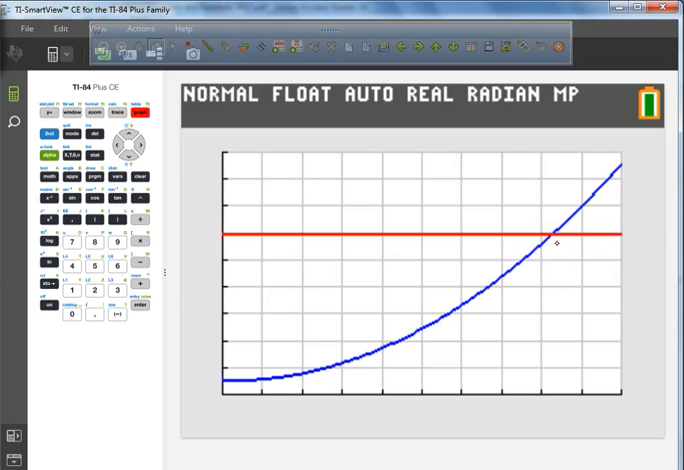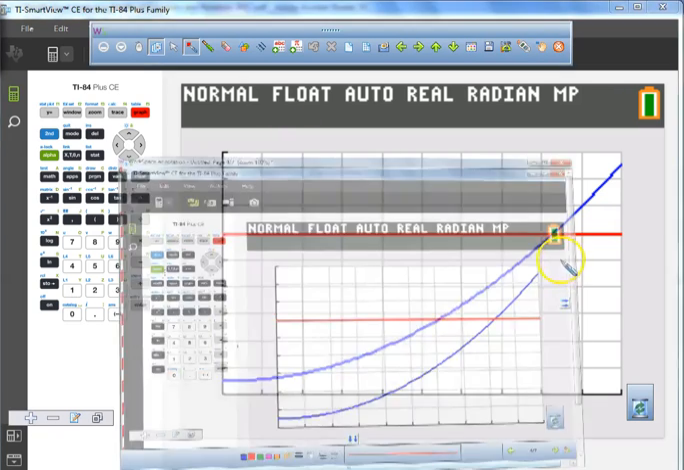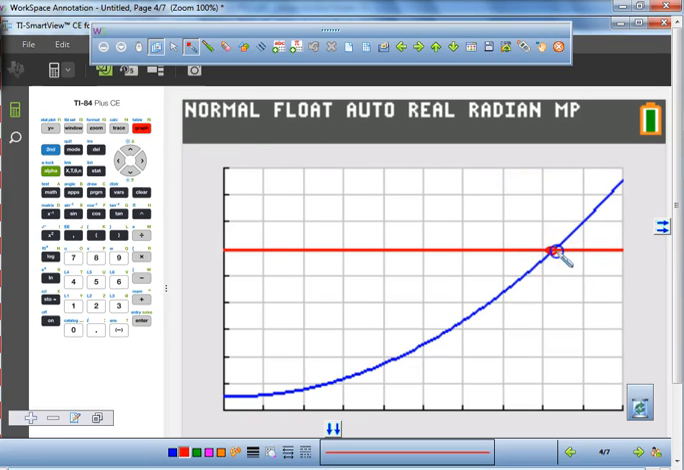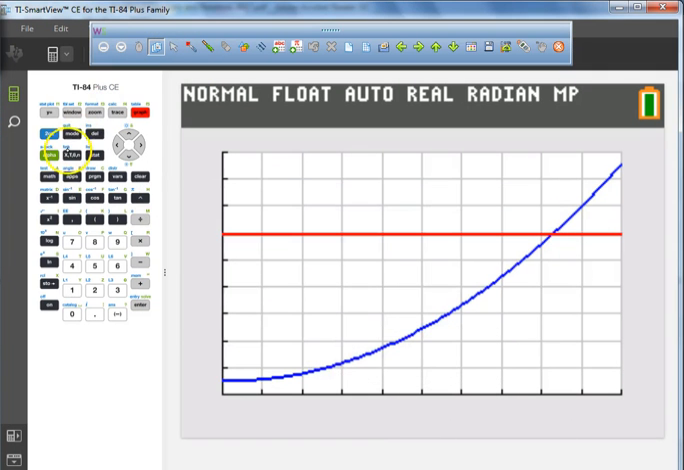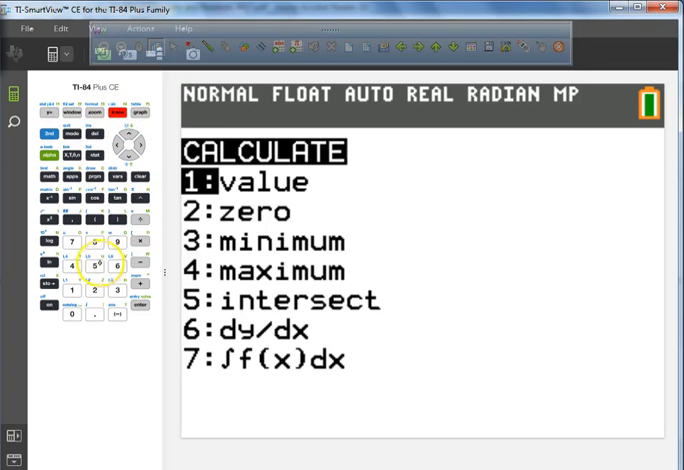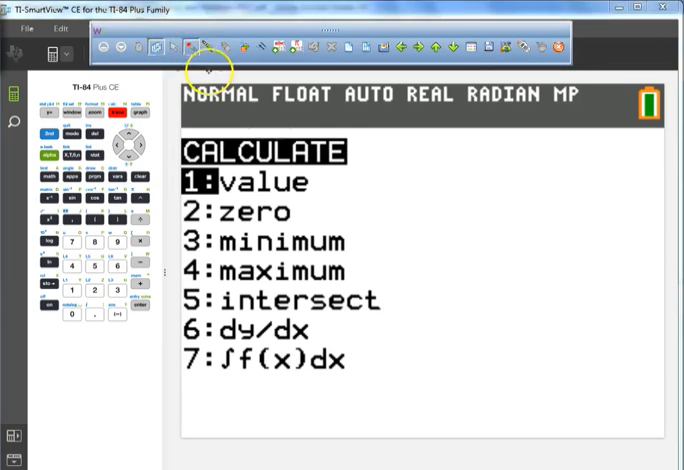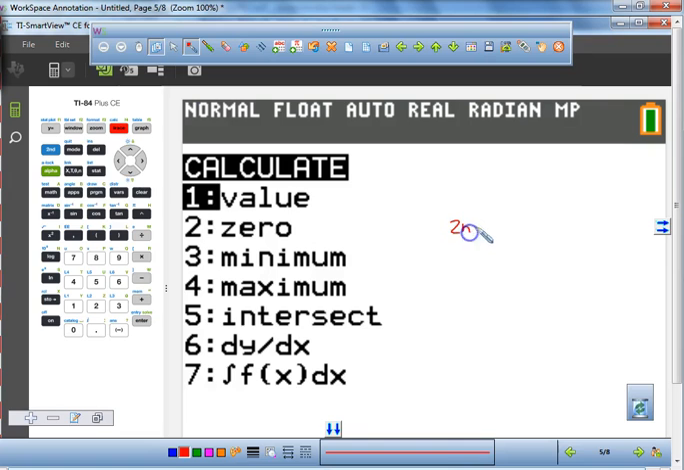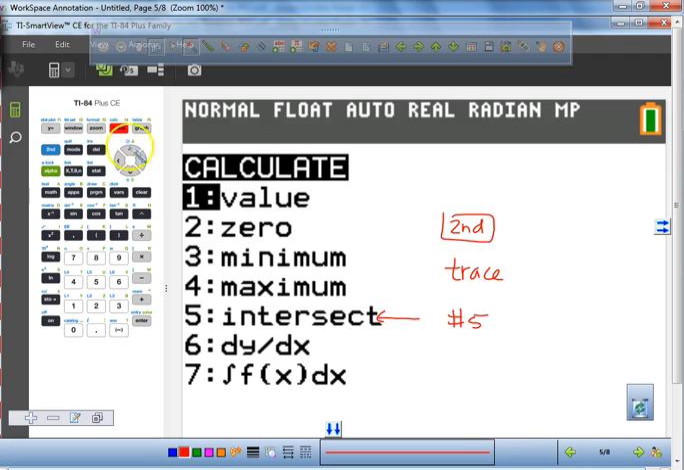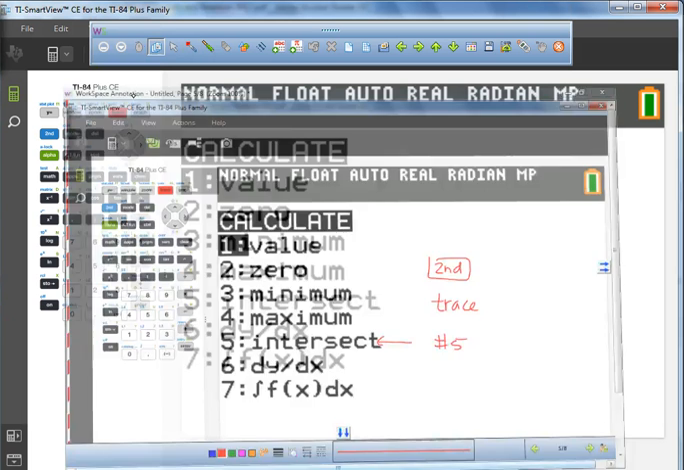All right, now check this out. Wouldn't it be nice to know where this point of intersection is right now? Well, we can find it. Hit second. Trace. Number 5. By the way, I'm going to write the instructions here. Ready? Hit the second button. Hit the trace button. And then you go to number 5, which gets you your point of intersection. Okay? Second, trace, number 5.